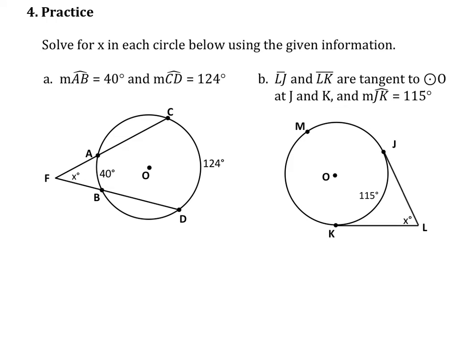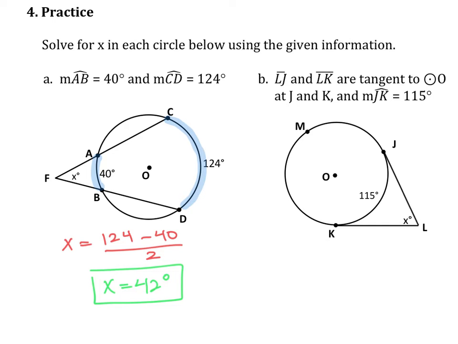Let's look at problem A. So these are two secants that intersect outside the circle. So x is going to be the big arc minus the small arc divided by 2. So let me highlight the intercepted arcs. So 124 minus 40, and then I divide by 2, and that's going to give me 42 for x. 42 degrees. That's the measure of the angle.